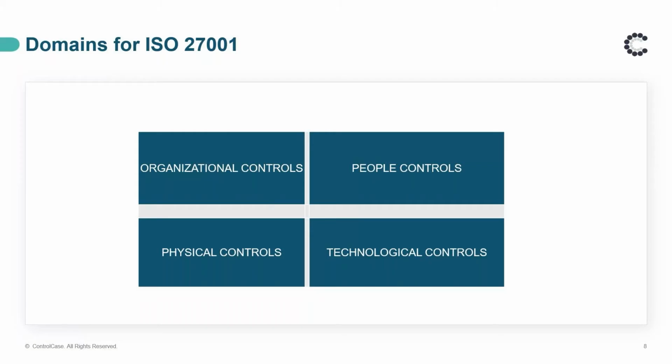And physical controls, it's very straightforward: securing your offices or other facilities that are in scope, physical storage of your files, tapes, controls to secure these, equipment maintenance if you have any equipment. All of these are covered under physical controls.